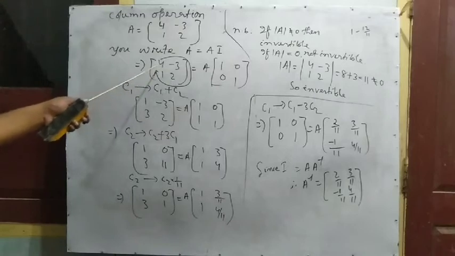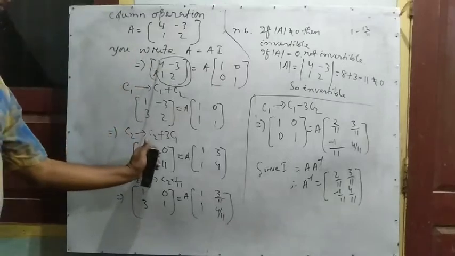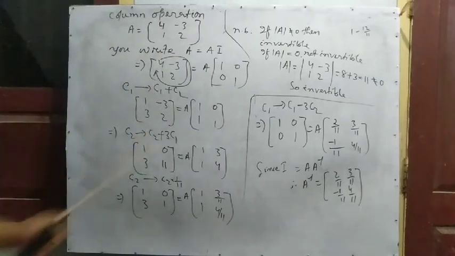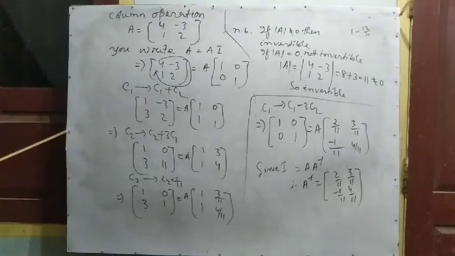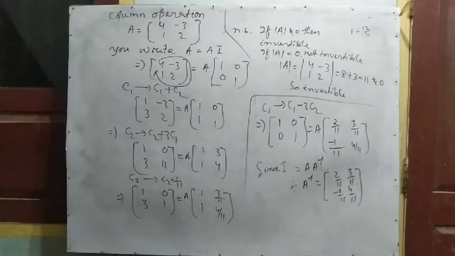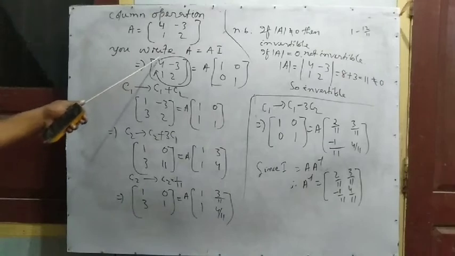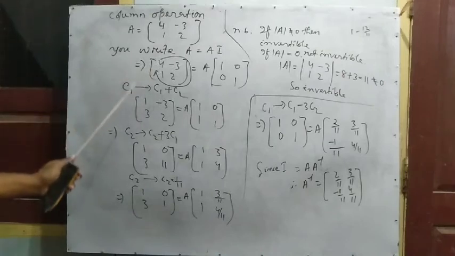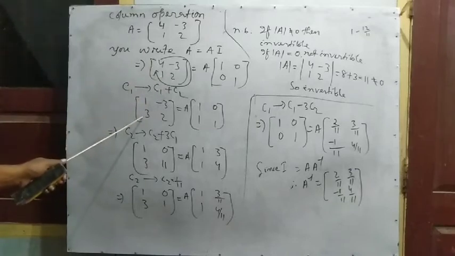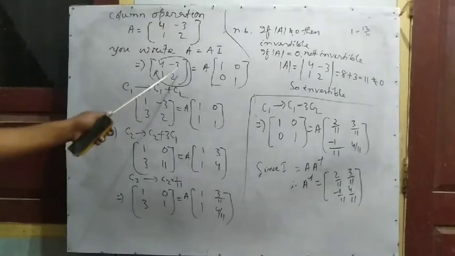By adding these two, we will get 1. So column 1 changes: column 1 plus column 2. You should not apply any row operation when you operate on columns. Here we operate on columns, so always try to solve by using column, not row. Column 1 changes, we have to make it 1 by adding these two, column 1 plus column 2. Adding these two we get 1, adding these two we get 3. So column 1 plus column 2 is put here, and column 2 remains unchanged.